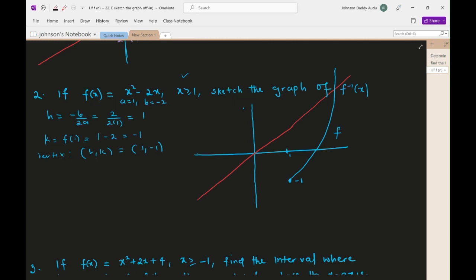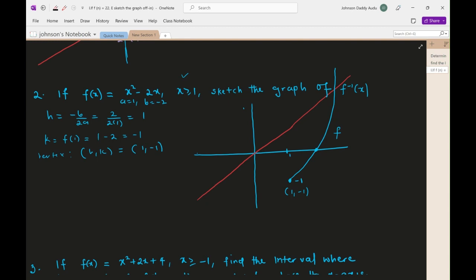We have a point here, so we need to translate this point. Don't forget, this is our vertex, the point 1 and minus 1. Then let's get more points. Why not? Here we can have this point. Which point is this? If you look at this point, this point is the x-intercept, which we can easily find.